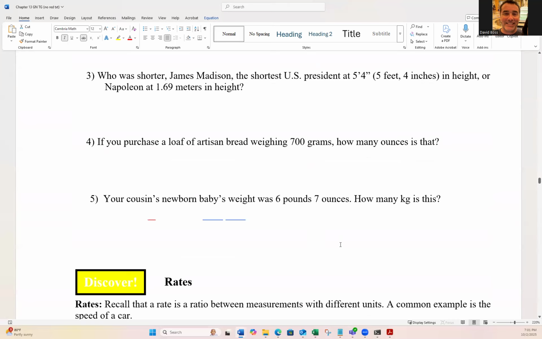Okay, here we go. Who is shorter? James Madison, the shortest U.S. president at 5'4", or Napoleon? Not Napoleon Dynamite. Napoleon, the French commander from the 1500s or something. Okay, so we want to convert inches. First of all, we want to turn 5 feet 4 inches into inches. Let's see what we want to do here. Hold on.